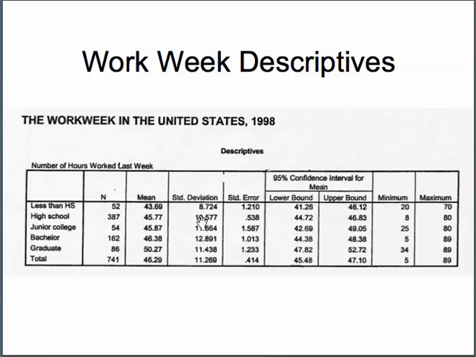Notice the column headed by mean. That is the mean of the number of hours worked last week for those respondents in each educational category. If we track from top to bottom in the column, we can see that there is a gradual increase in the number of hours worked per week, all the way up to 50.27 hours for those with graduate degrees.